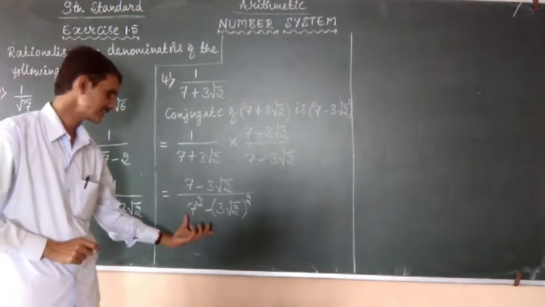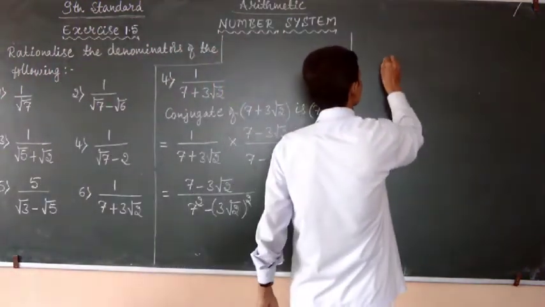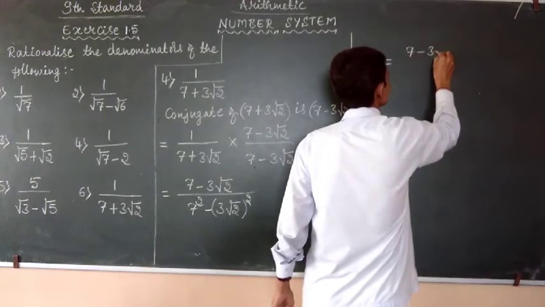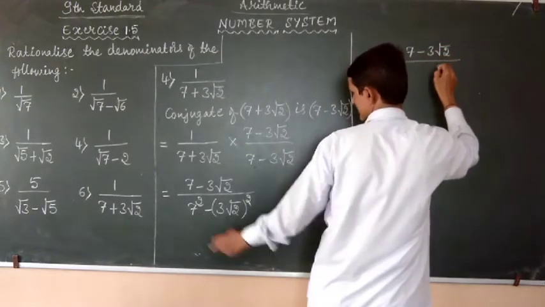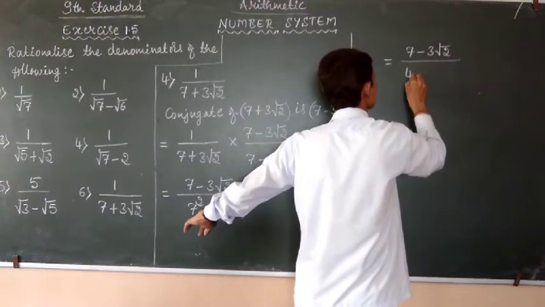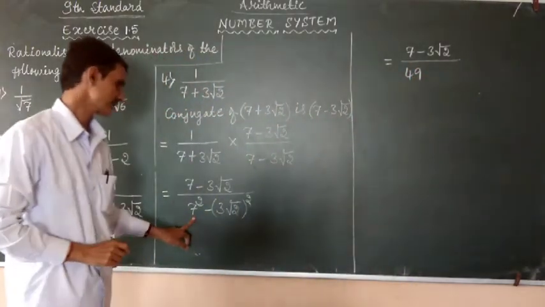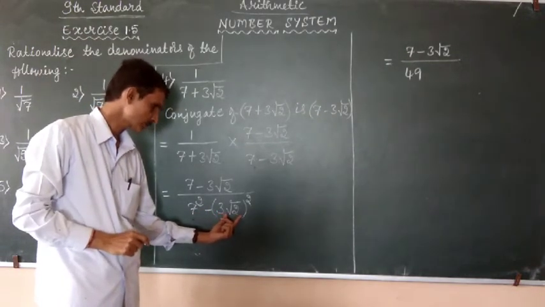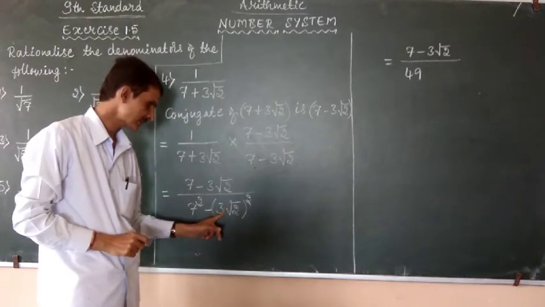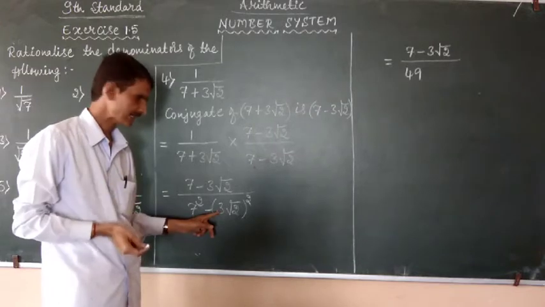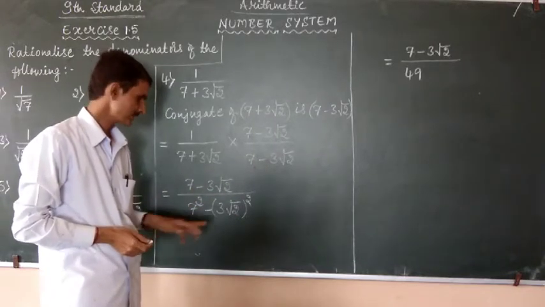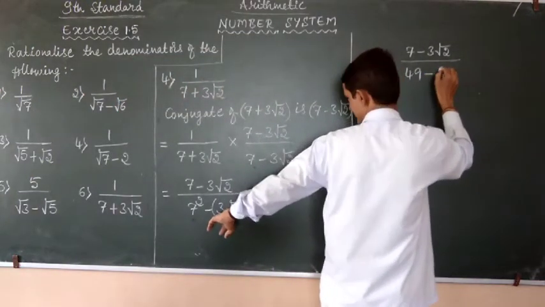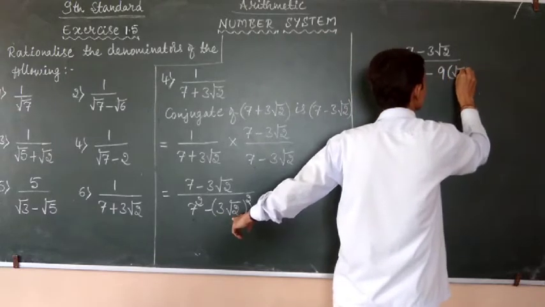Now simplify the denominator. It will become 7 minus 3 root 2 by 7 square, which is 49. Now if you observe the second term, 3 root 2 whole square, we have to multiply 3 two times and root 2 two times. So it will become 3 threes are 9 into root 2 whole square.